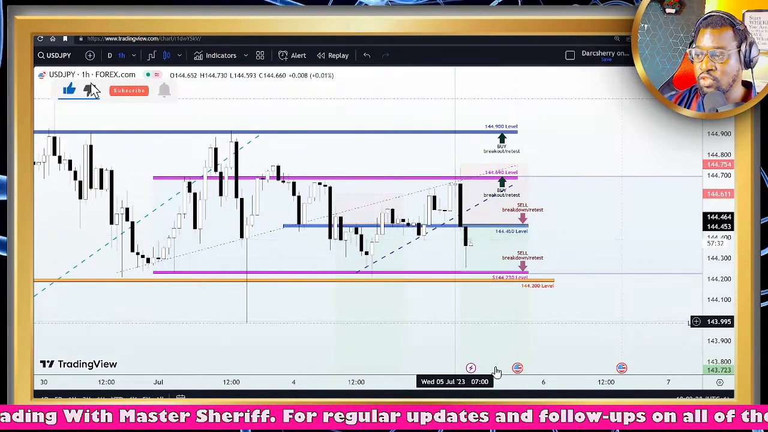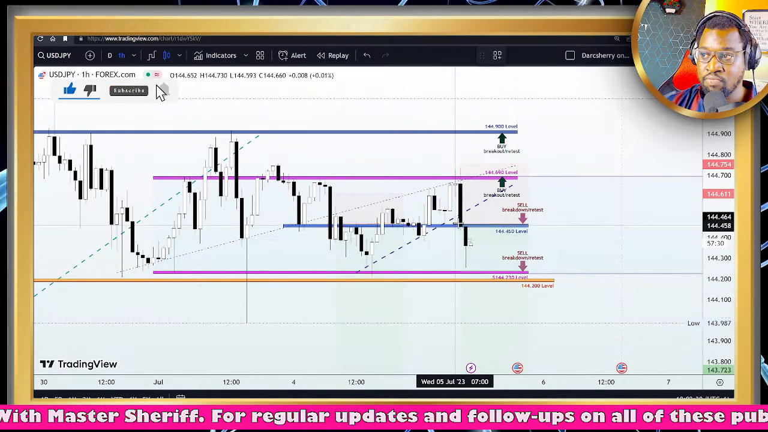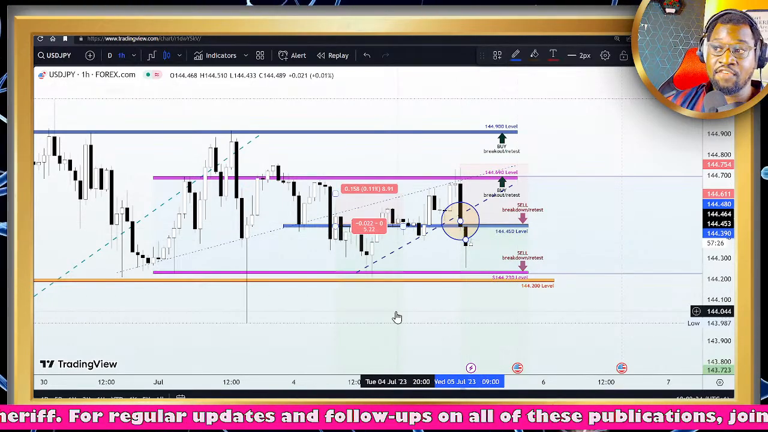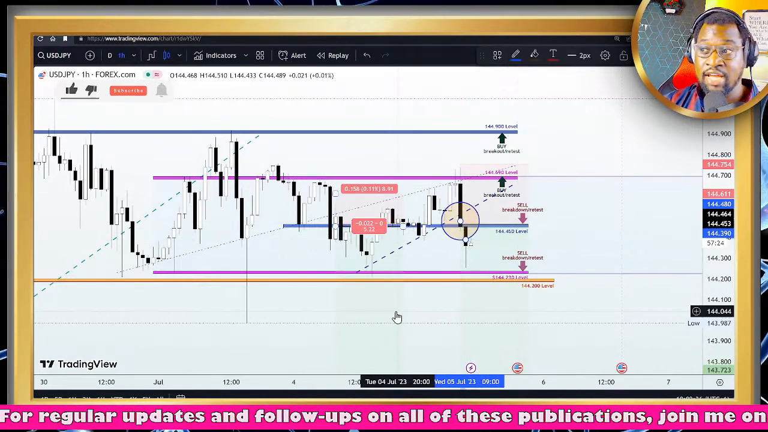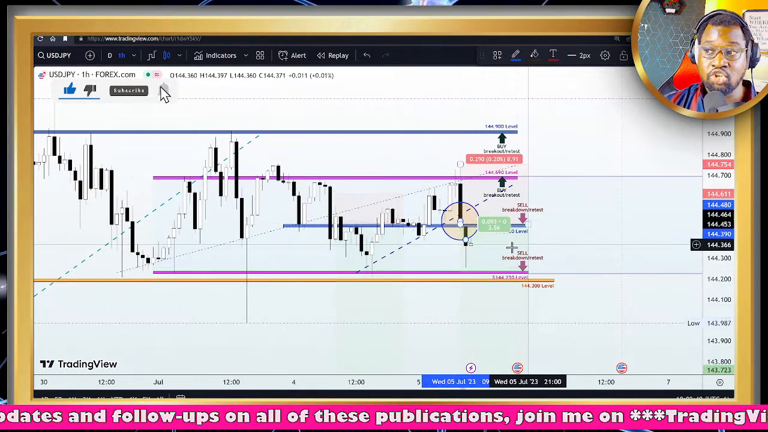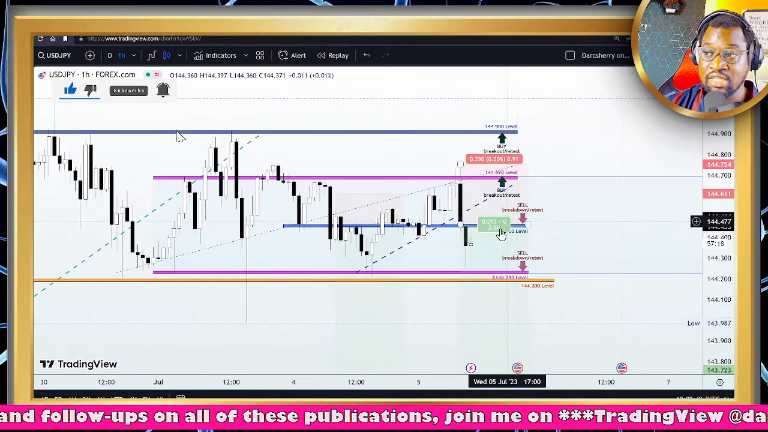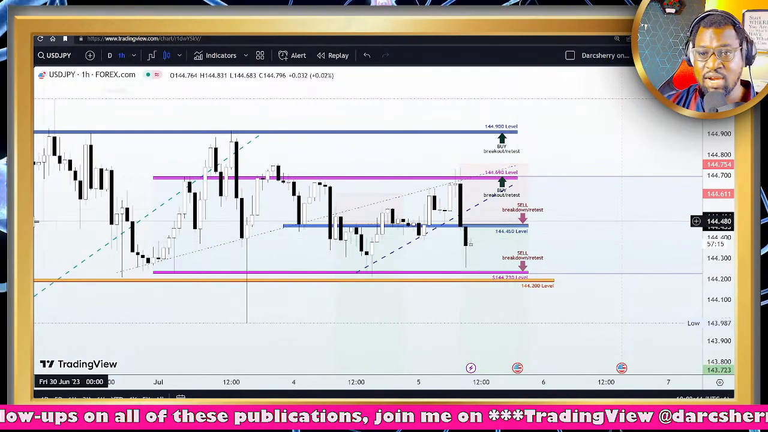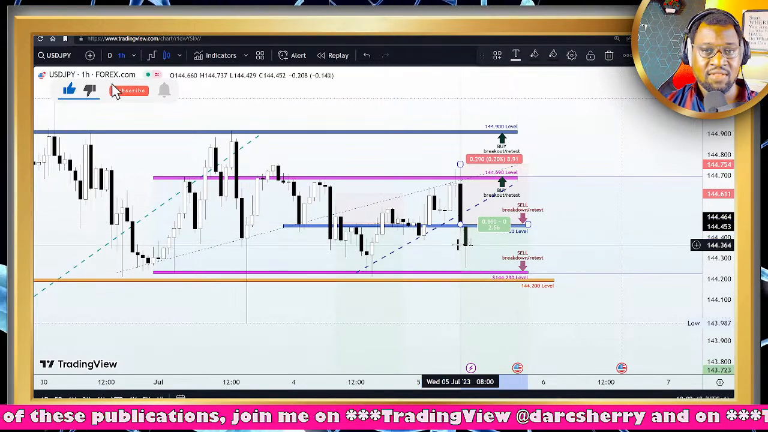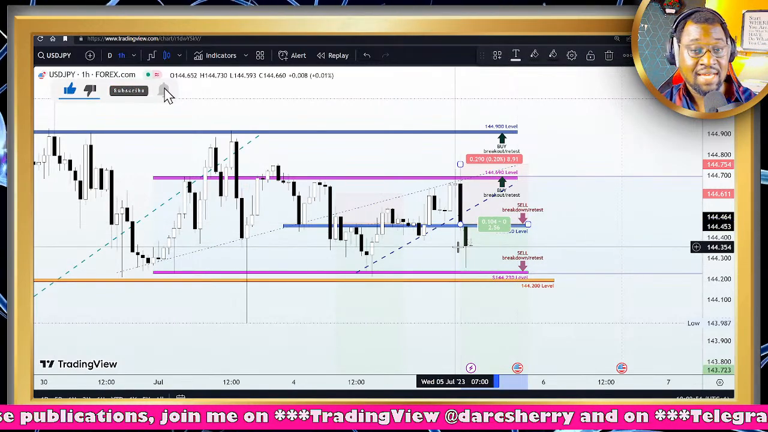And with that structure here, I was looking forward to a breakdown of the trend line and of course the 144.450 to capture this bearish move to the downside. And that is what happened. We saw price break down that structure and price has been trading to the downside at this point, as we are currently running with a minimum of about 10 pips, 11 pips in profit at this point.